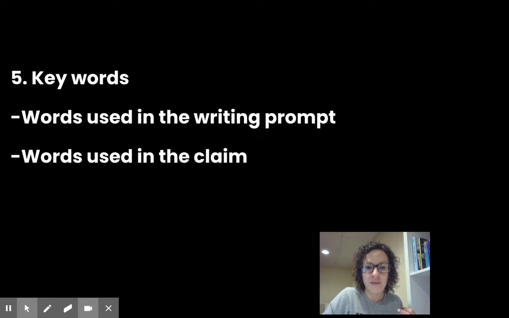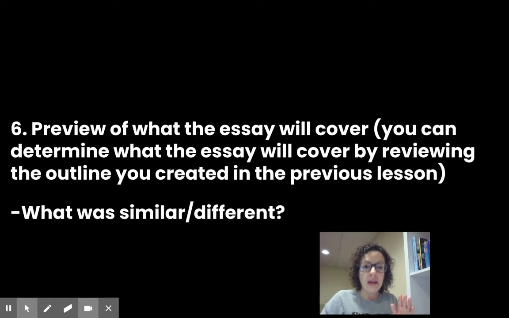I always move myself around, sorry. So keywords are going to be directly from our prompt and words that we used in our claim. Then the next part is a preview of what your essay will cover. Now, remember, our essay is covering things that are both similar and different from those perspectives of the accounts of what happened during the oil spill.